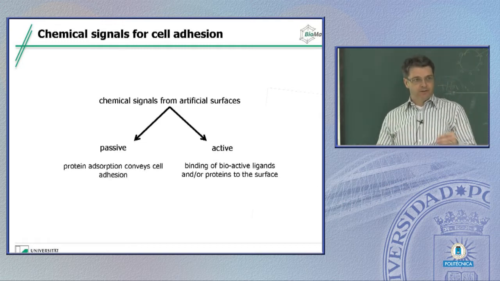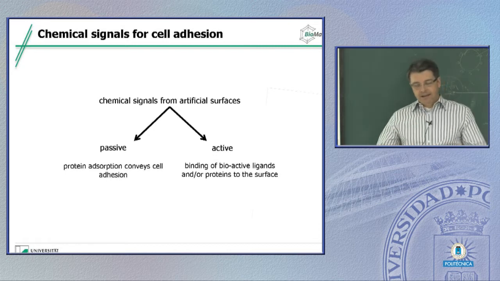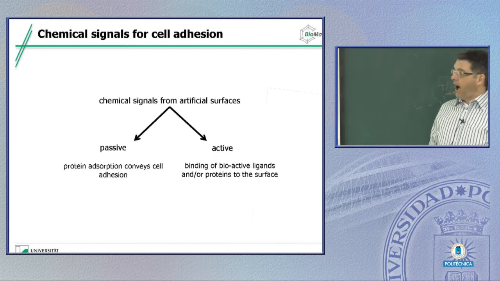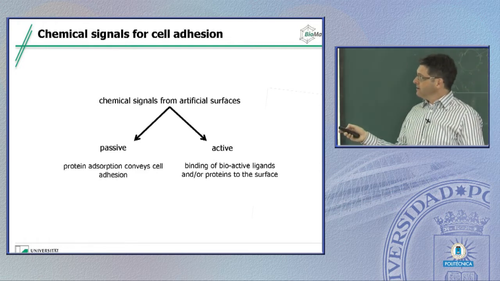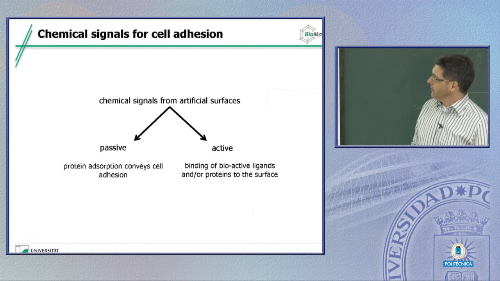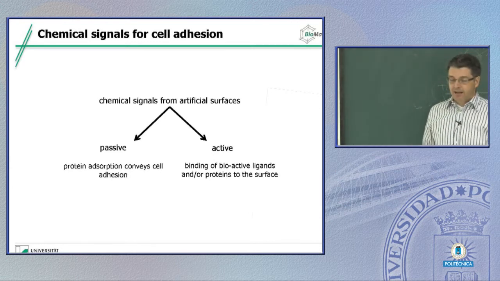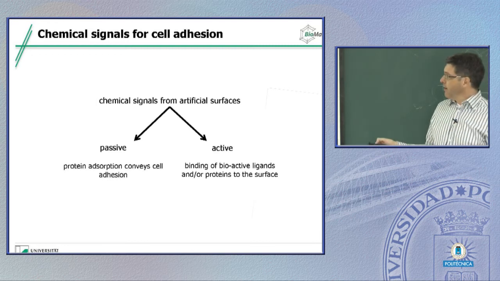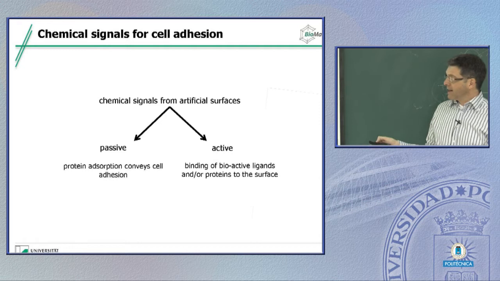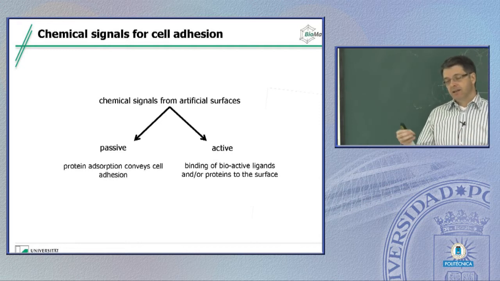And of course, if you take a silk fiber, put it to the body, it's an artificial surface. Even if you make anything else, I mean, it's an artificial surface. And you can now passively or actively put chemical signals on top. Passive chemical signals would be any type of protein that adsorbs to a surface, because protein adsorption actually conveys cell adhesion.